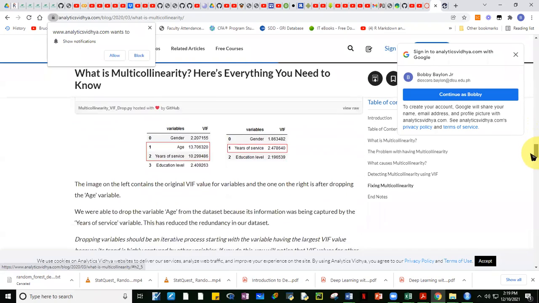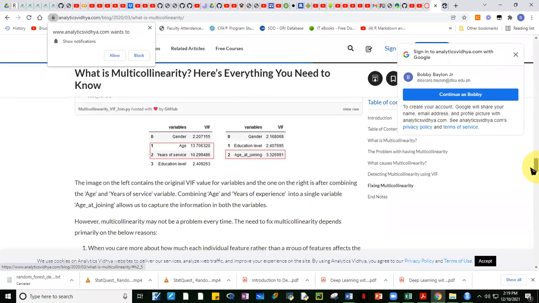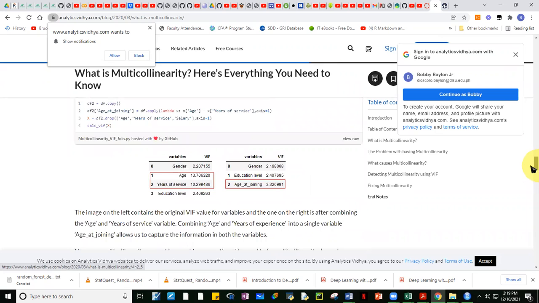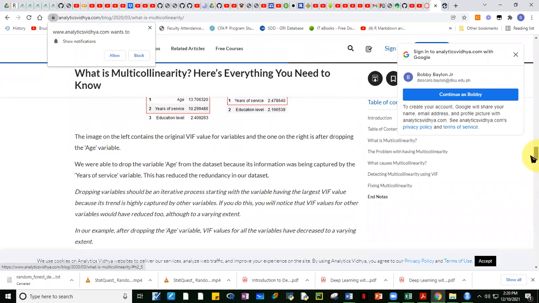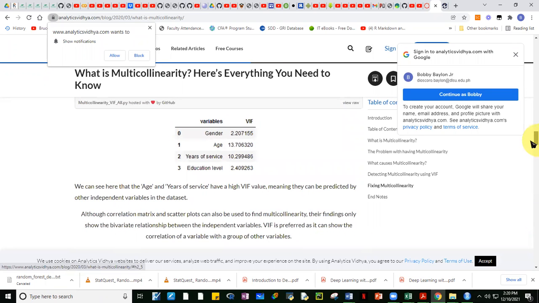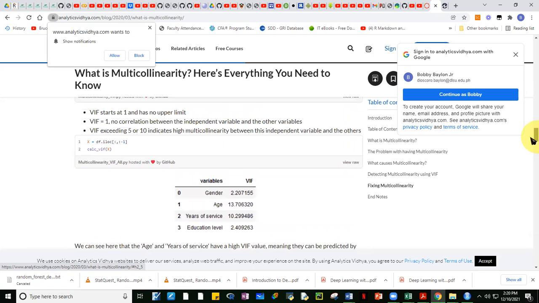So dito sa standard na to, ano sabi niya dito? Let's see. So I've seen different standards, guys, no? Normally ang ginagamit ko mga 5 to 10, or 10 above. Ito guys, if VIF is equal to 1, therefore no correlation between the independent variable and the other variables. VIF exceeding 5 or 10 indicates high multicollinearity between this independent variable and the others.